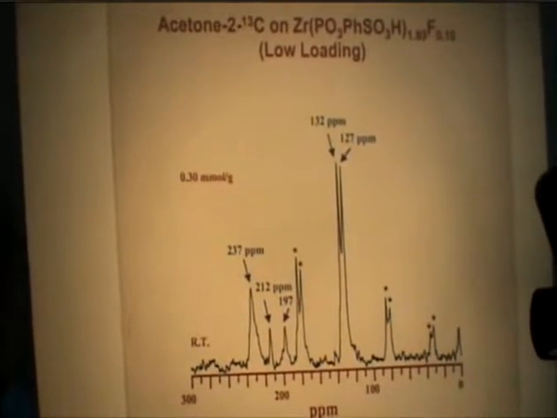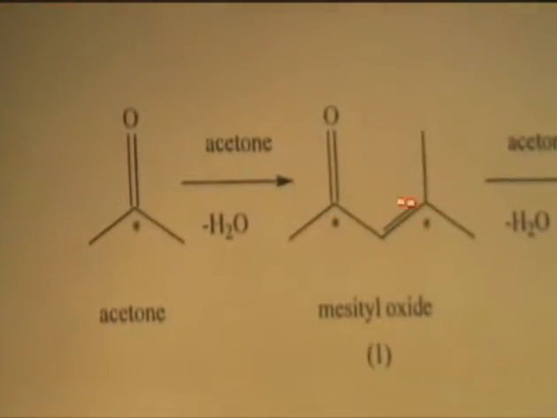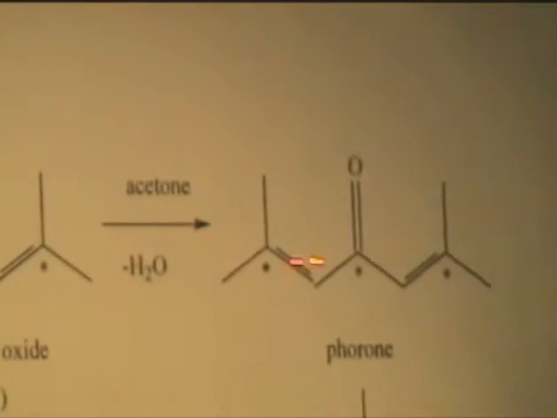What I was talking about are these transformations. So you see, for example, if you form mesityl oxide, then you have 2 carbon-13s here. And then if you form phorone, you have 3 in this position. But then you start to form cyclic compounds, and you know where the carbon-13s go, and you see them in the spectrum.